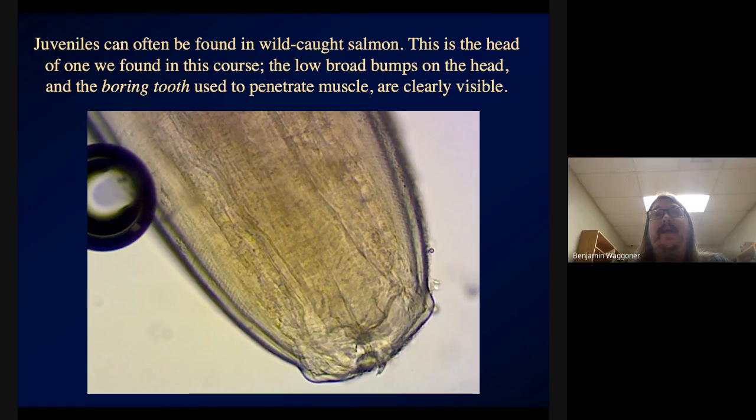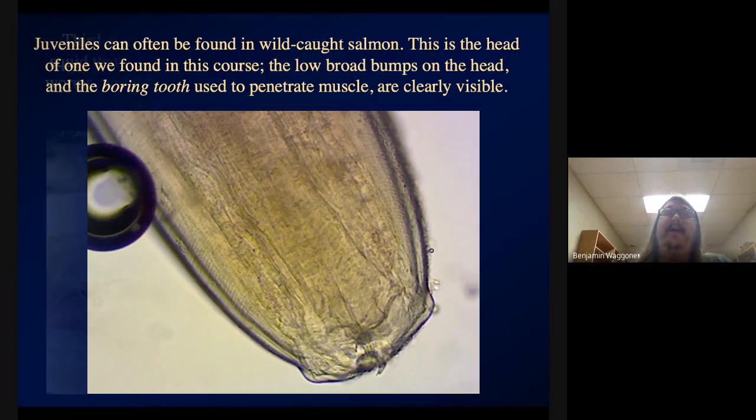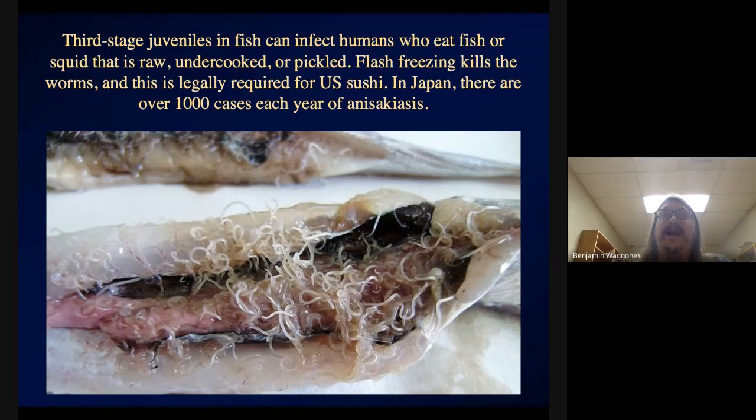Next picture is a little yucky. They can be extremely common. I'm not even sure what fish that is, but that one is very heavily parasitized. And legally, you have to flash freeze your fish if you're going to use them for sushi. And then most of the fish that we eat in this country is cooked.